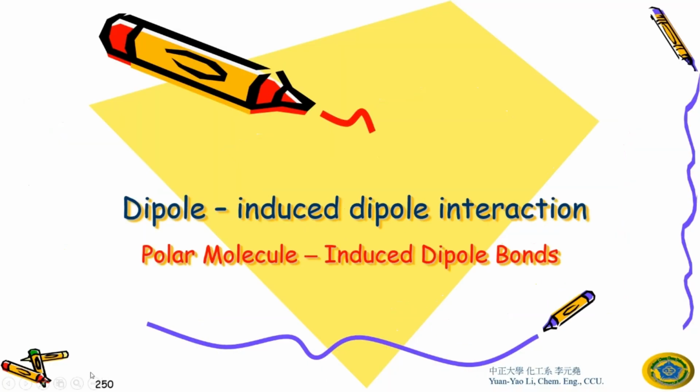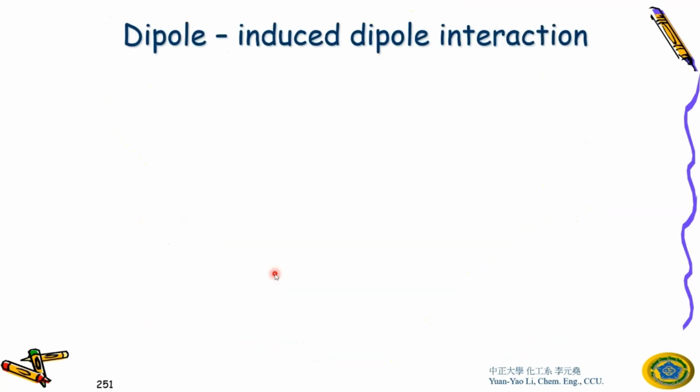So today, we are going to talk about the second interaction called dipole-induced dipole interaction. For the dipole-dipole interaction, we used an example of polar molecule and polar molecule interaction. Now, for the second interaction, we use an example of a polar molecule and an induced dipole interaction. What does this mean? Let me show you here.